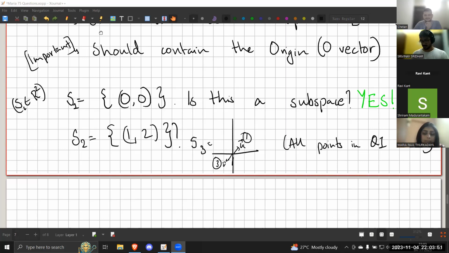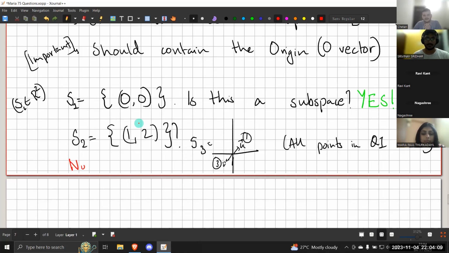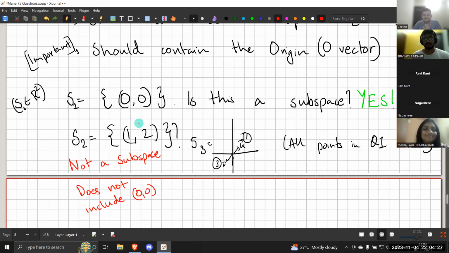I had a small doubt. Shouldn't every subspace contain the zero vector? Yeah, it should. So can we call S2 a subspace? No, I don't think so. It does not even include the origin, right? We cannot call it a subspace. So Vinay, sorry to say this, but it's not really that special. We will have to include 0, comma 0 in it.